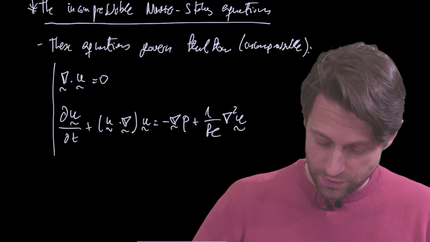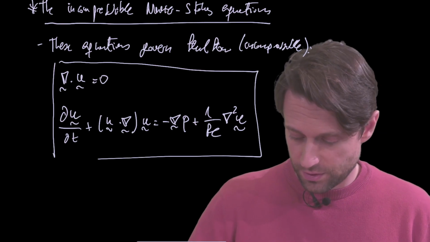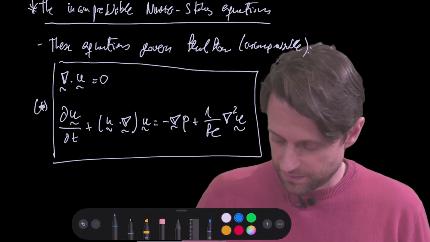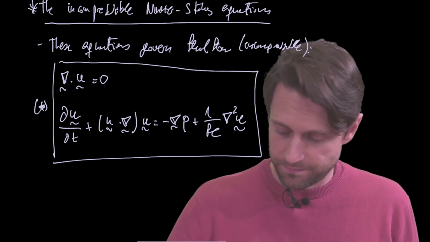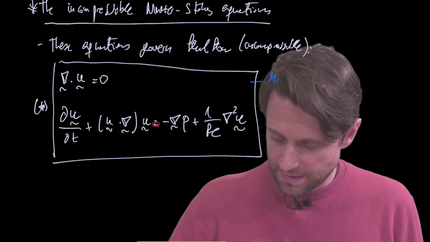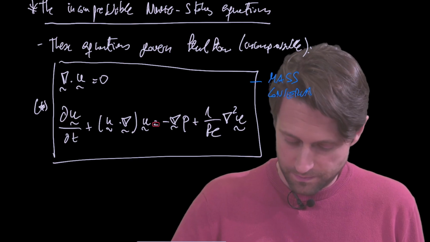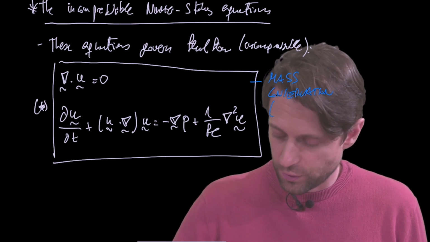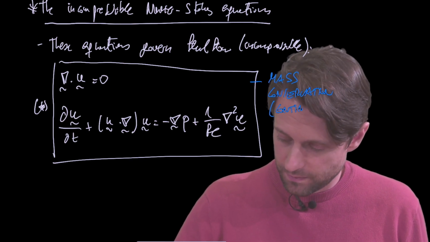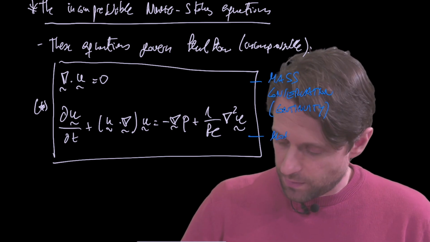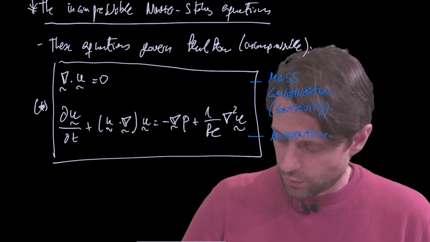Okay? So these two governing equations, these are the Navier Stokes equations, which represent, respectively, conservation of mass. So this is mass conservation. It's also called the continuity equation. And the second one is the momentum conservation.